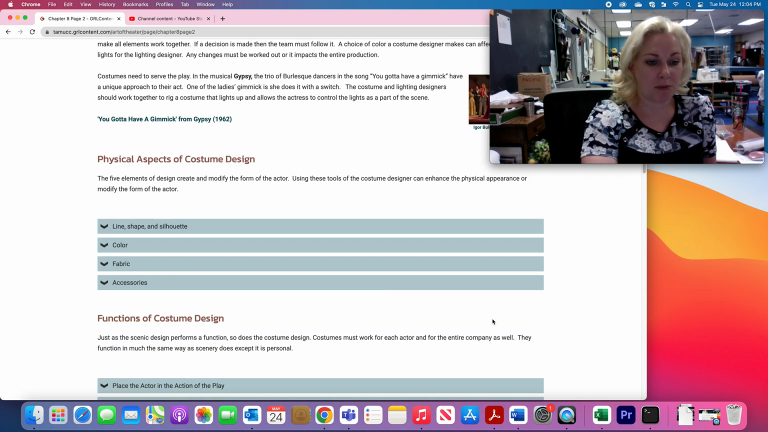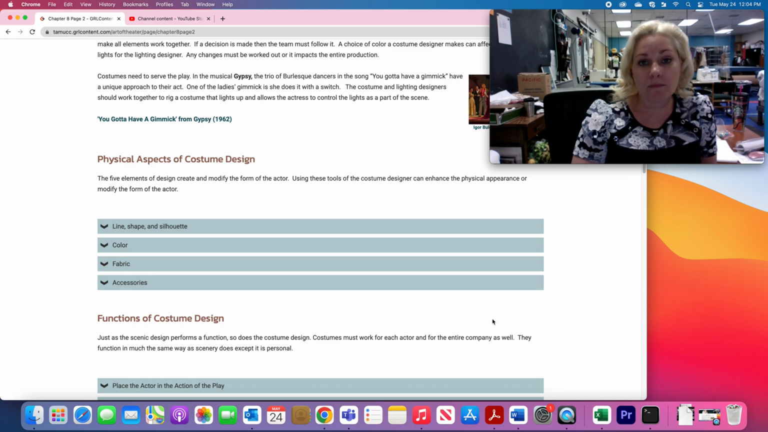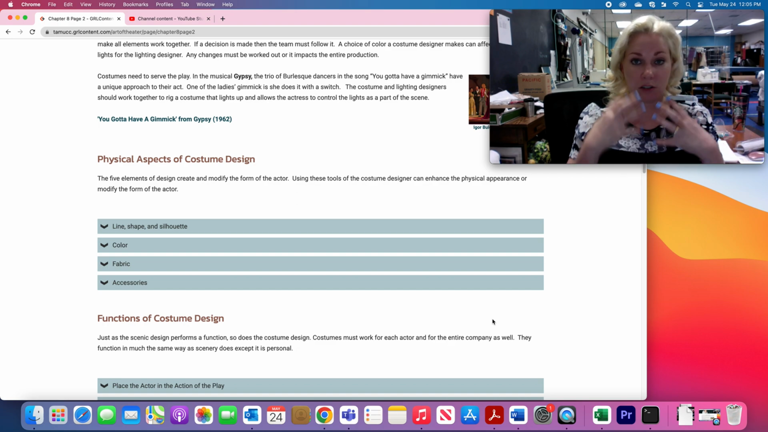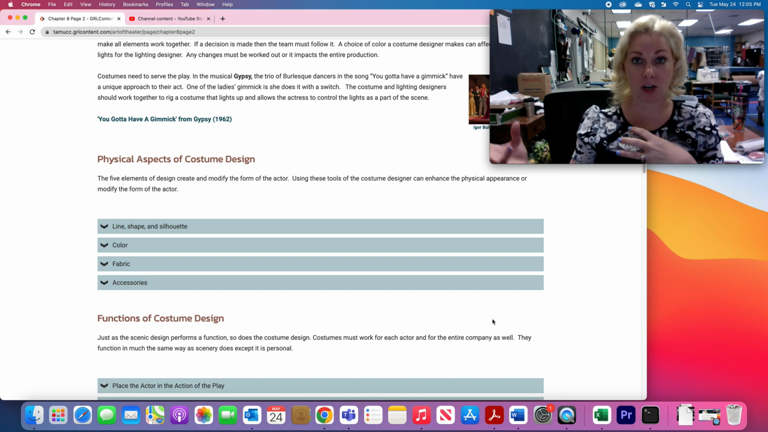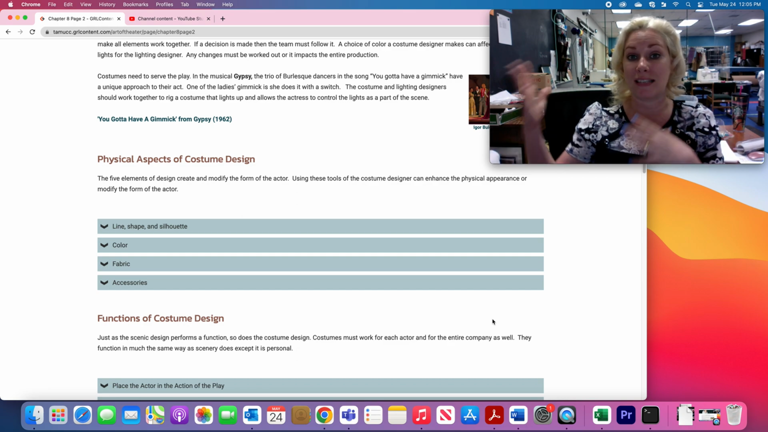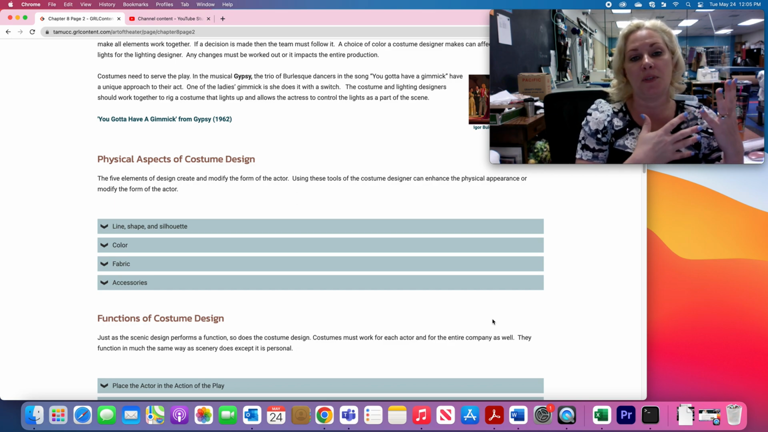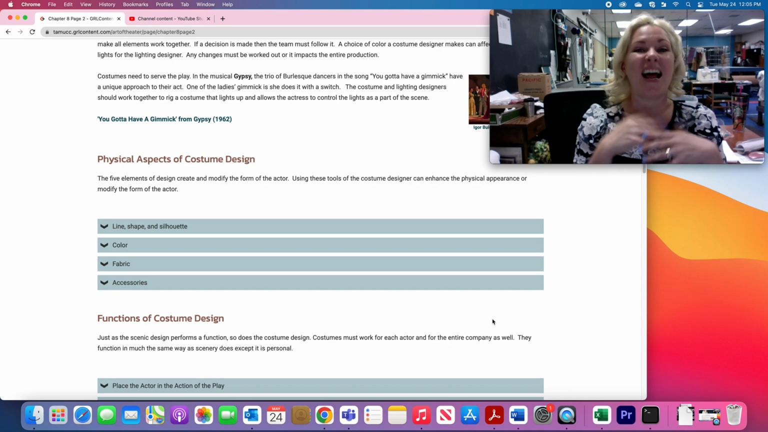Physical aspects of costume design: line, shape, silhouette. Again, that comes back to a lot of the period. Color, and fabric and accessories. The best thing I can say about color is, you're going to have brighter colors with brighter sets. You're going to tone your colors down maybe with a darker set, or you might have a concept where the set is really dull, but you want the costumes really bright so that the characters stand out, or reverse it. But it has to complement. It's got to work with the context.